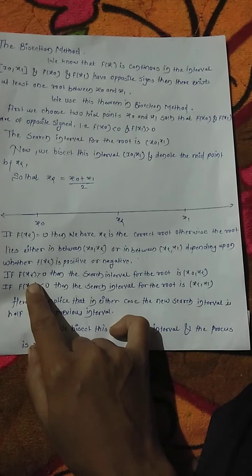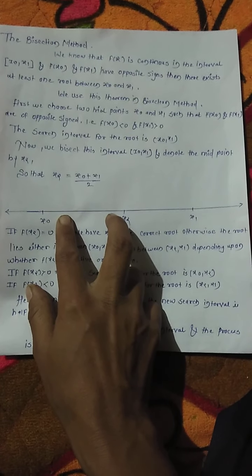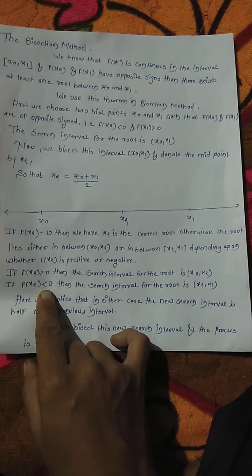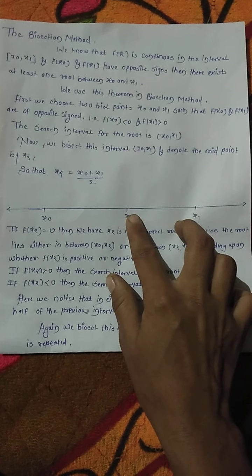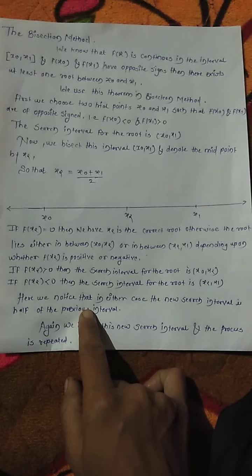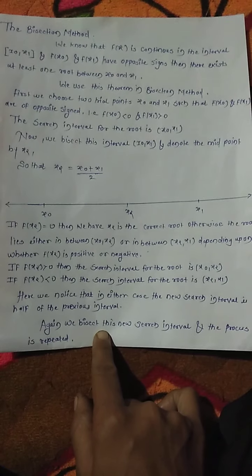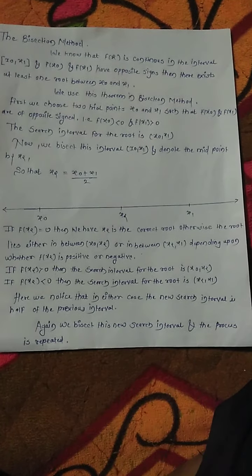Suppose f of x2 is positive, then search for the root in the open interval x0 x2. Suppose f of x2 is less than 0, then search in the open interval x2 to x1. Here we notice that in either case the new search interval is half of the previous interval. Again we bisect the new search interval and the process is repeated.